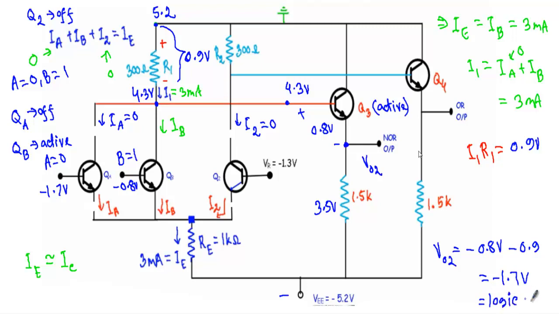Similarly we can consider the case of input A at logic 1 and B at logic 0. In that case the transistor QA will be in on state and the transistor QB and the transistor Q2 will be in off state, and we can consider the similar case. There you will see our output will be here at logic 1 and here it will be at logic 0. Okay, that's it. Thank you.